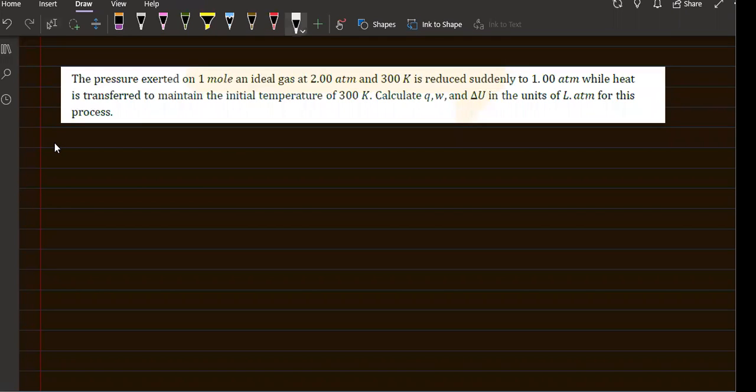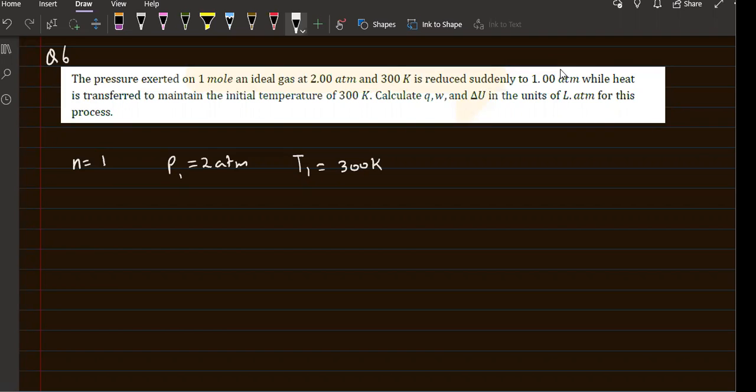So this is question number 6. Write down all the information over here. N is equal to 1 mole. P is 2 atm, suppose it is P1. T1 is 300 Kelvin. Now the pressure is suddenly reduced to 1 atm while heat is transferred to maintain the initial temperature of 300 Kelvin.